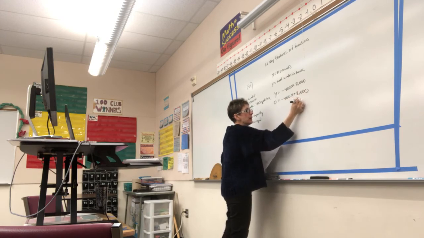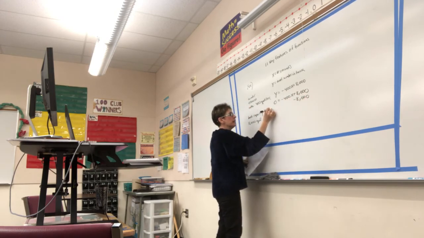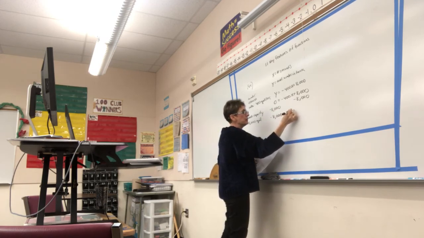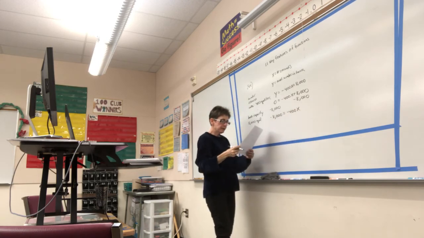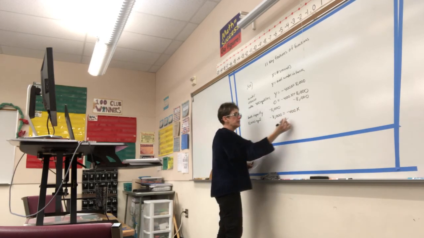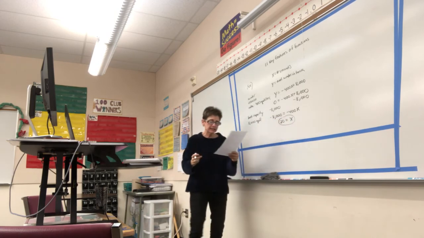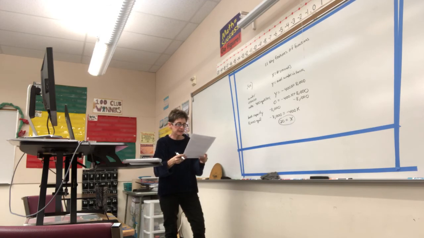So I would subtract 8,000 from each side. So I have -8,000 equals -400x. Then I would divide both sides and get that x equals 20. So after 20 seconds, the air tanker is empty.